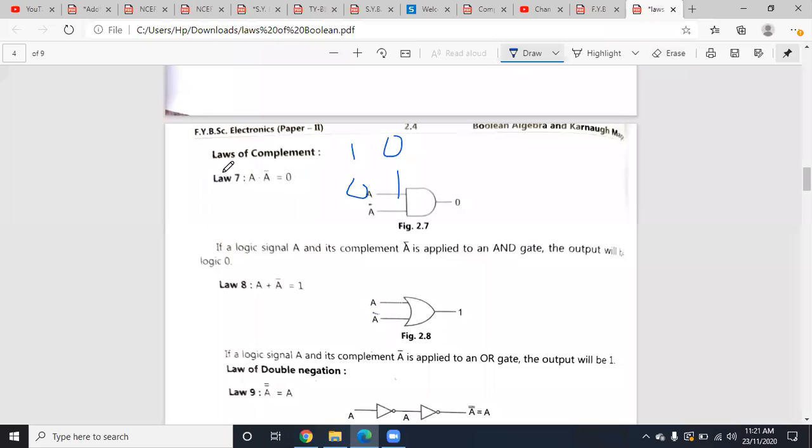Now, what we have to do, we have to take the variable A. If I take A equal to 1, A dot, what is A bar? 0. Okay. So what will be the answer? 0 only. Correct. So 1 into 0 is 0 only.